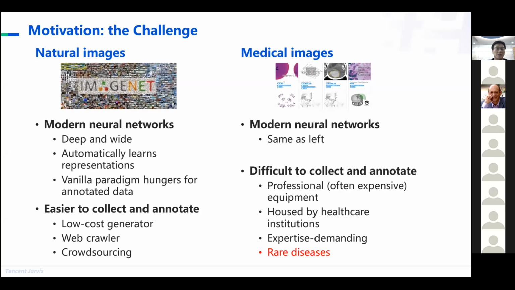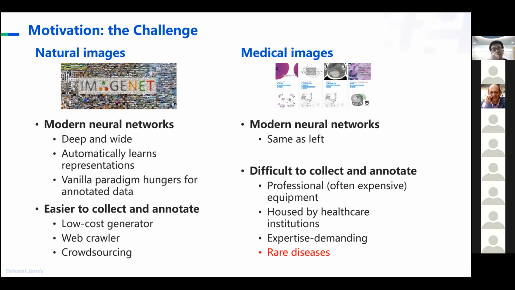And the bad thing is that this paradigm hungers for annotated data. Fortunately, for natural images, these data are easy to collect and annotate. They usually have low-cost generators like handheld cameras or camera phones. And they can use a web crawler to collect and use crowdsourcing to annotate.